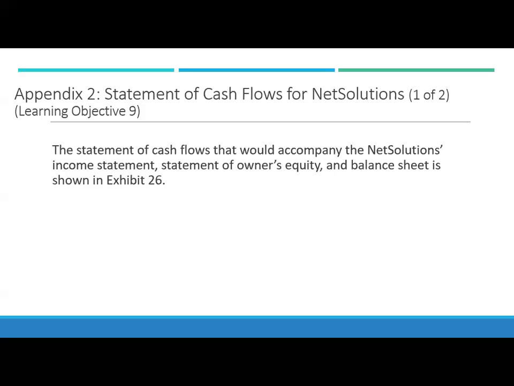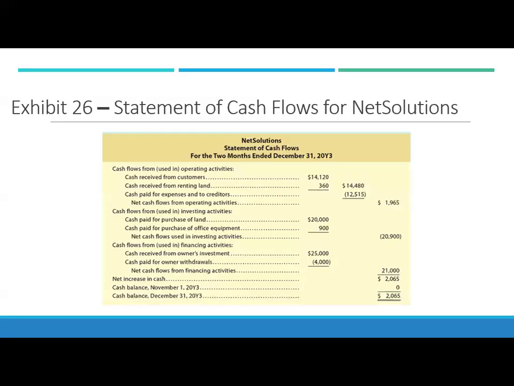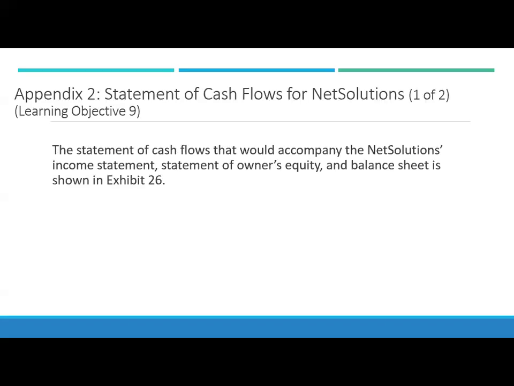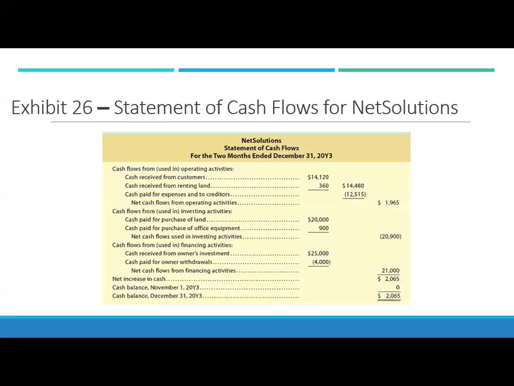So now we're going to talk about the statement of cash flows, and take a look at the cash account and use that cash account to create the statement of cash flows. The statement of cash flows is a required financial statement. It's part of the four financial statements: income statement, balance sheet, statement of owner's equity, and it's displayed with them because it's so important to know where the cash came from and how it's being used.